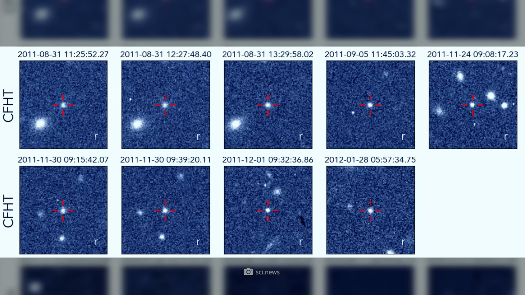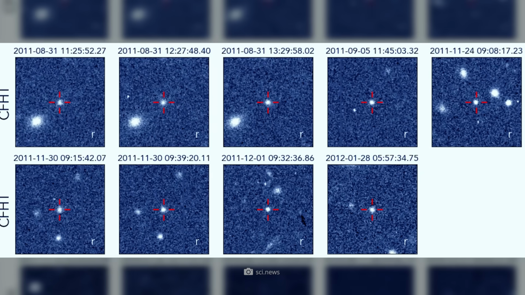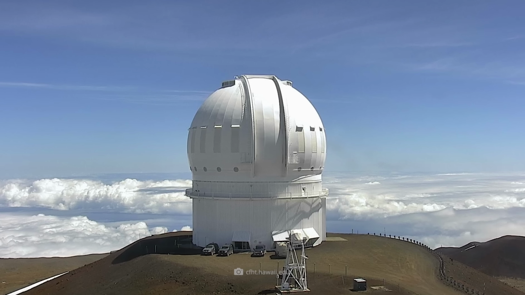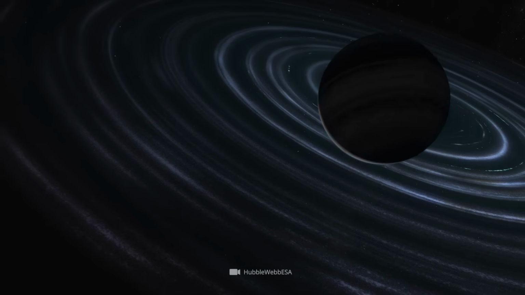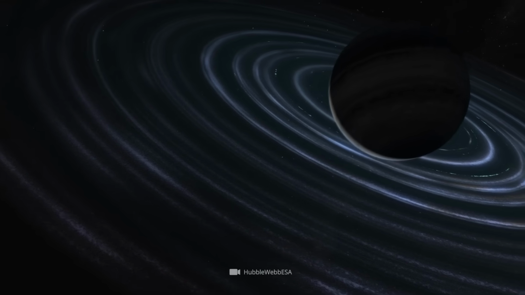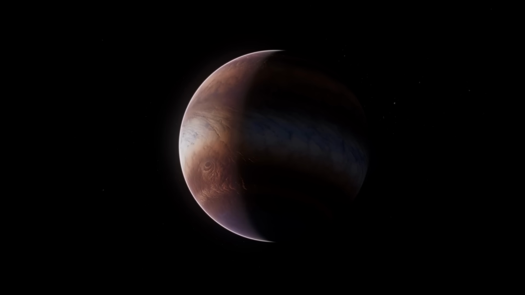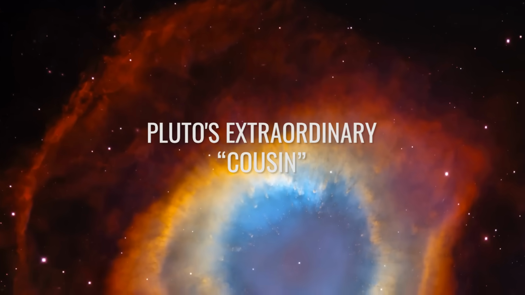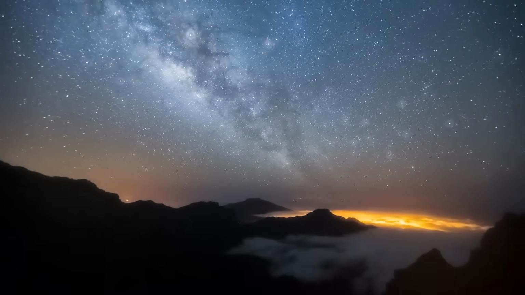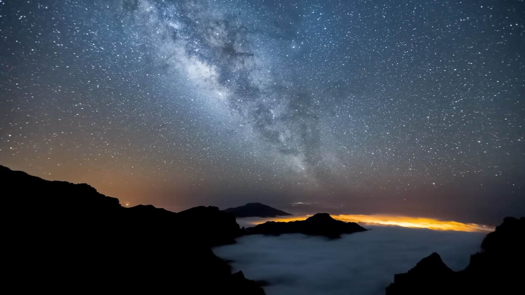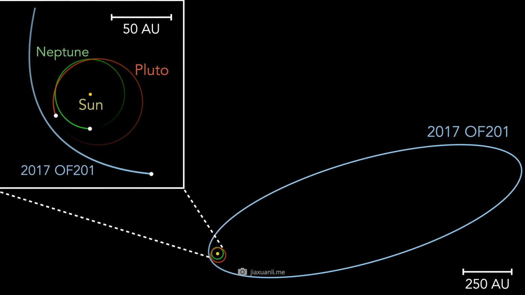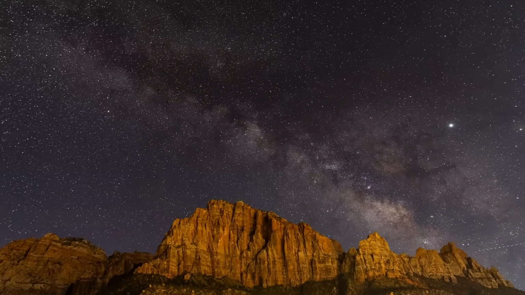This initial assumption was finally confirmed when the object also appeared in archive images from a second sky survey conducted with the Canada-France-Hawaii telescope. And from then on, it was clear that there was a large trans-Neptunian object out there that no astronomer had ever heard of before. Pluto's extraordinary cousin. However, the actual discovery was not even the most exciting part of the story. The celestial body, christened 2017 OF201, is also extremely unusual for two reasons.